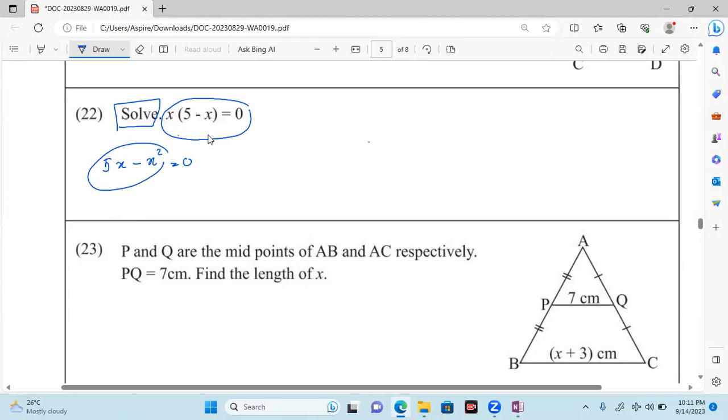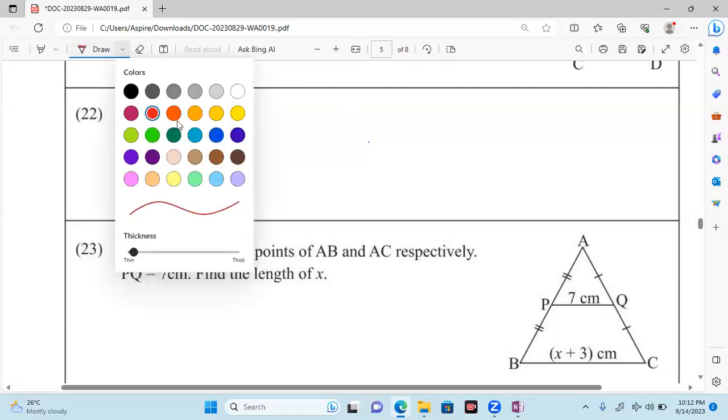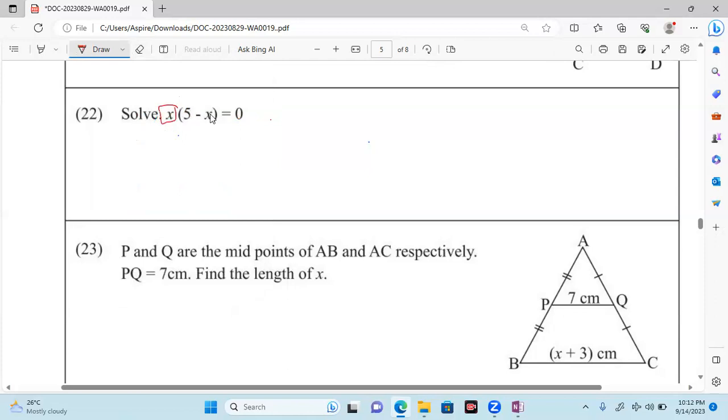When you are given an equation of this form, you have to understand what it expresses. We know that algebraic terms and algebraic expressions all express numbers. Here x expresses a particular number and 5 minus x expresses a particular number. To equate this product to 0, for a product to be 0, one of them has to be 0.